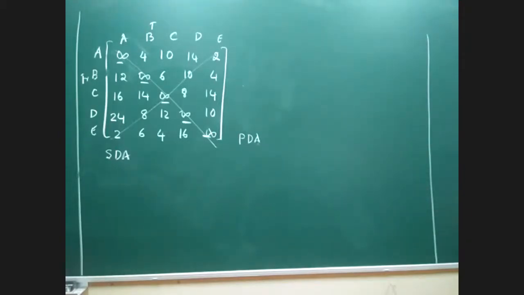I'm just saying that on the principal diagonal axis there is a special notation called infinity and therefore it is a traveling salesman problem. That is a blind way of looking at it. But if you want to understand the essence of it, you can see that locations A, B, C, D, E are 5 locations and the salesman is traveling between these 5 locations. It is impossible for a person to travel from A to A.